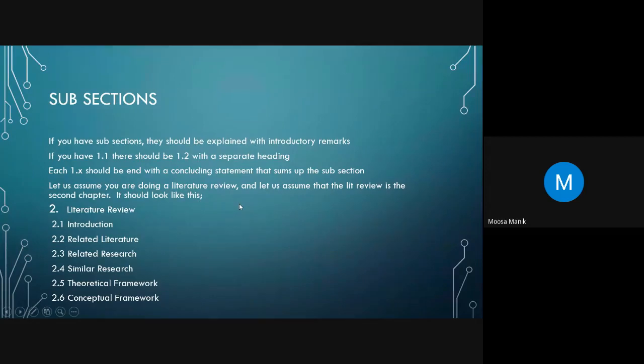some researchers, the literature review is the second one. So let us take a look at what we are going to be doing here. If you have subsections, they should be explained with introductory remarks. If you have 1.1, there should be a 1.2 with a separate heading, because 1.1 is different from 1.2.